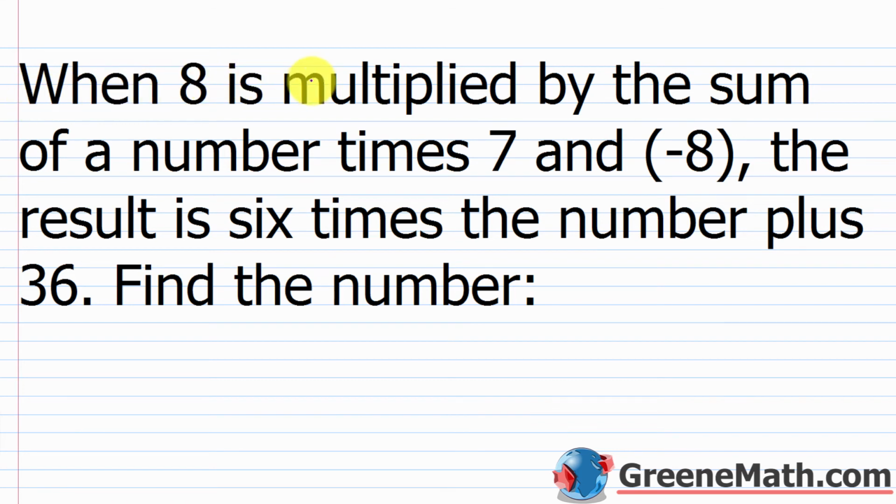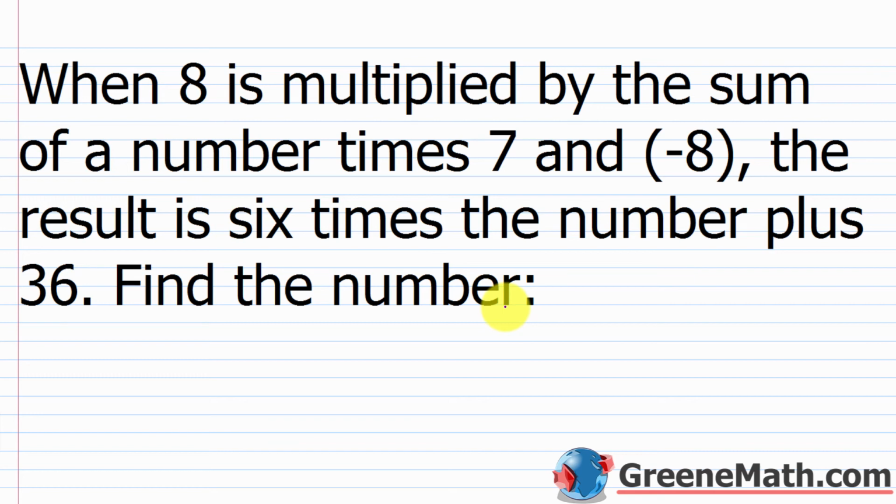When 8 is multiplied by the sum of a number times 7 and negative 8, the result is 6 times the number plus 36. And then we just want to find the number. There are a few things in here that can really trip you up if you've never done any of these problems. The first thing is that we're going to be using our distributive property here.